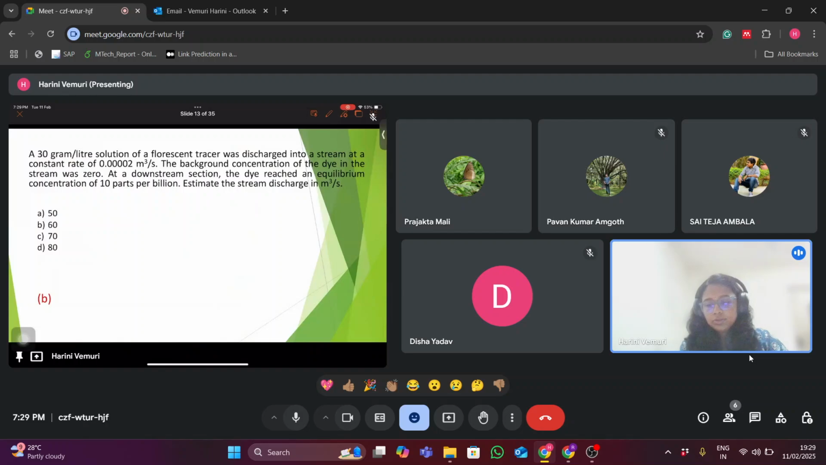In the first question, they are saying that a 20 gram per liter solution of fluorescent tracer was discharged into a stream at a constant rate of 0.00002 meter cube per second. The background concentration of the dye in the stream was 0, and at a downstream section, the dye reached an equilibrium concentration of 10 parts per billion. Estimate the stream discharge in meter cube per second.